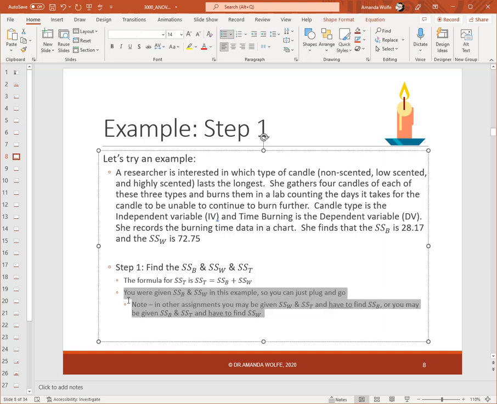Now, one of the things I mentioned is that on other assignments, you might be given any combination of these. If I give you the between and the within, you add them together for the total. But if I gave you the total and between, you could solve for within. If I gave you the total and within, you could solve for between. Just make sure you realize that the relationship of the total is just adding the other two together. So as long as you have two of these, you can find the one you don't know.